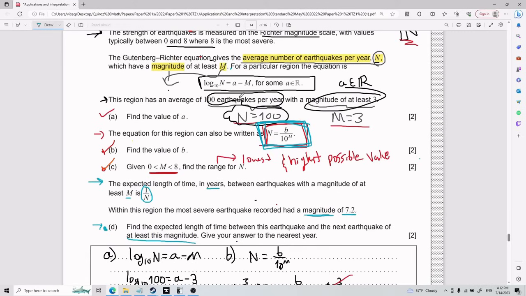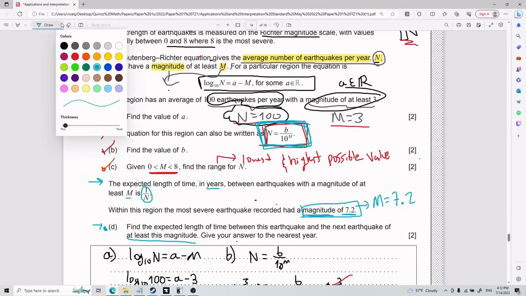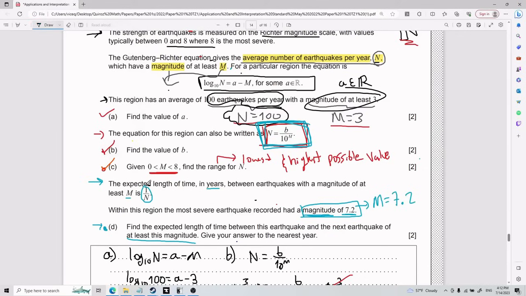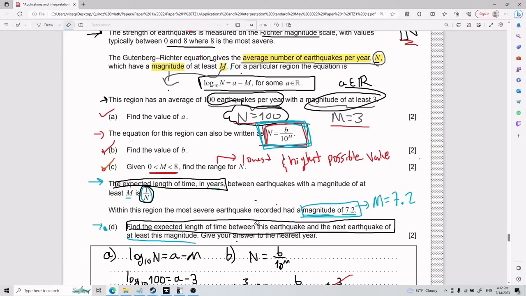Okay, cool. Interesting. So there's a lot of talk about at least this, at least this. At least this magnitude. And which magnitude are we talking about? We're talking about 7.2. So m is going to be 7.2. That's my first hint. The second hint is that once I'm able to plug in 1 over n, I will find the expected length of time in years, which is basically part D. So once I find this n, I'm good to go.